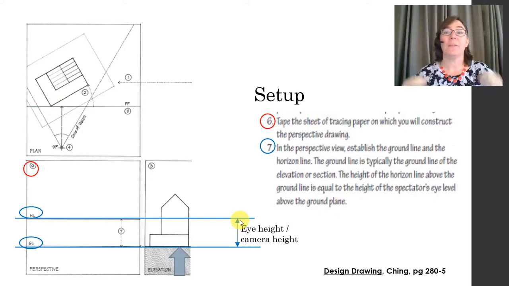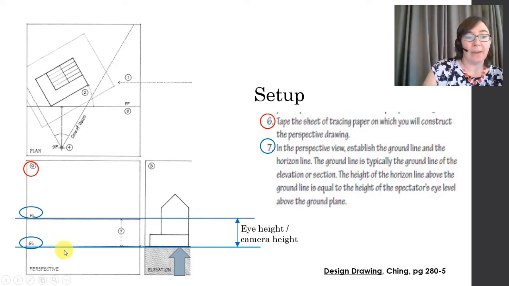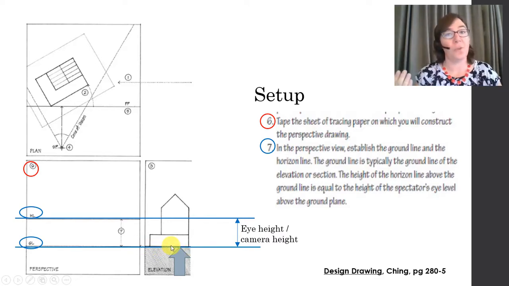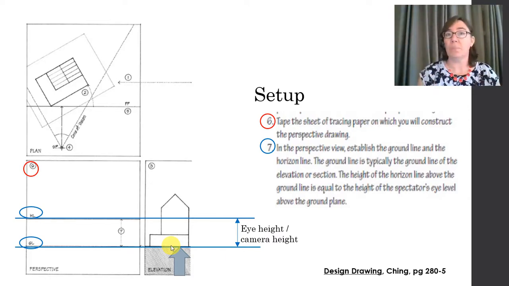Our next step is to establish the ground line and the horizon line in our perspective view. The ground line's pretty easy. It's going to align right here with the elevation view that you've set off to the side of your drawing. Next, in the same scale as your elevation view, architectural scale, determine how high above the ground you would like your viewpoint. This is going to be your eye height or your camera height.